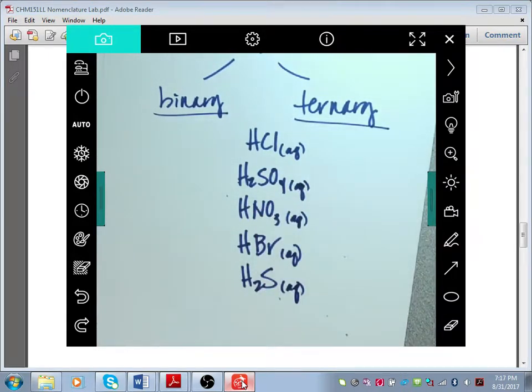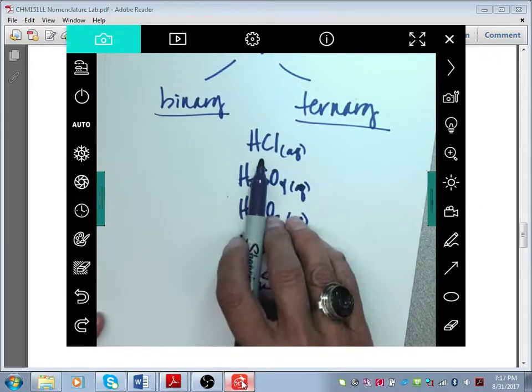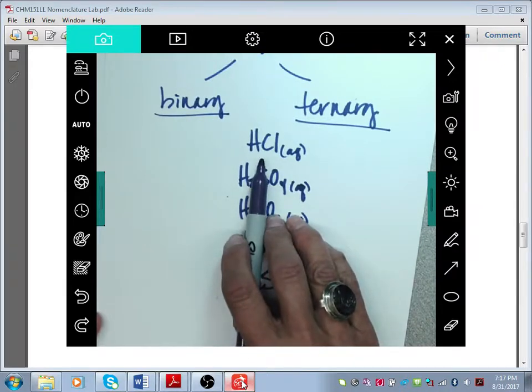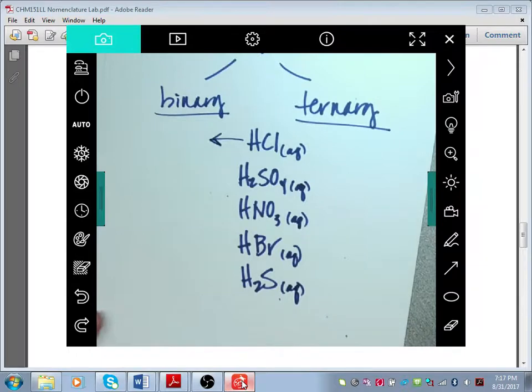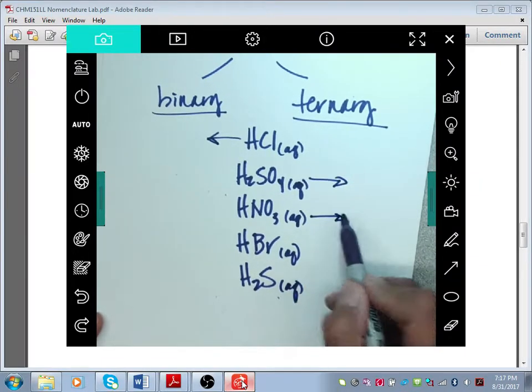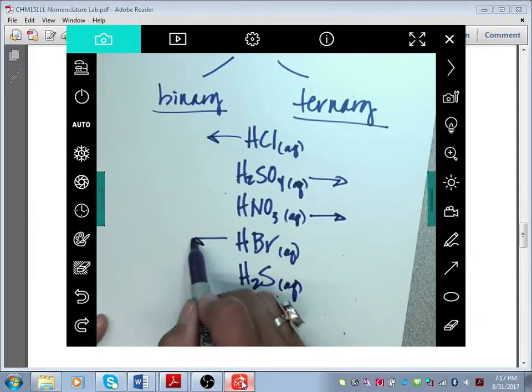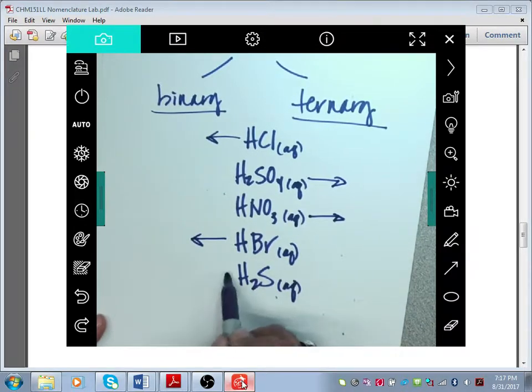If we were going to sort these into bins, which bin would I put HCl in? Is that binary or ternary? Binary. Okay. What about H2SO4? Ternary. HNO3? Ternary. HBr? Binary. And H2S is binary. Okay, so you guys got that one figured out.